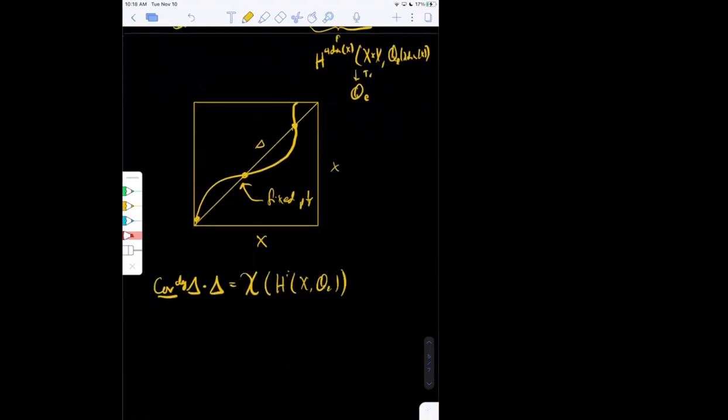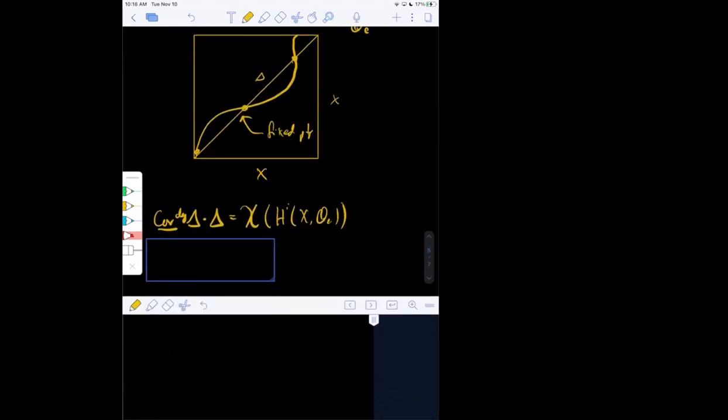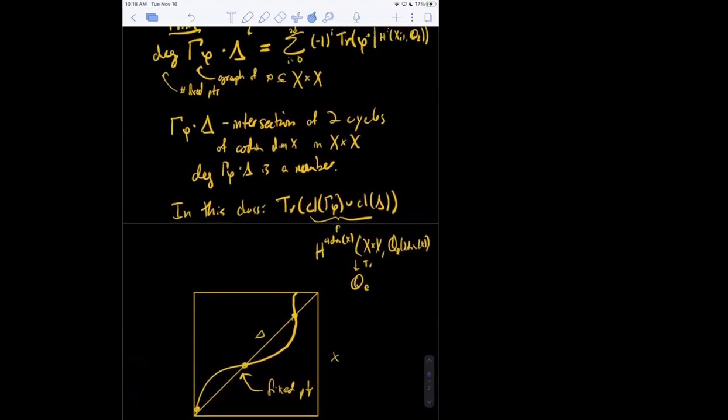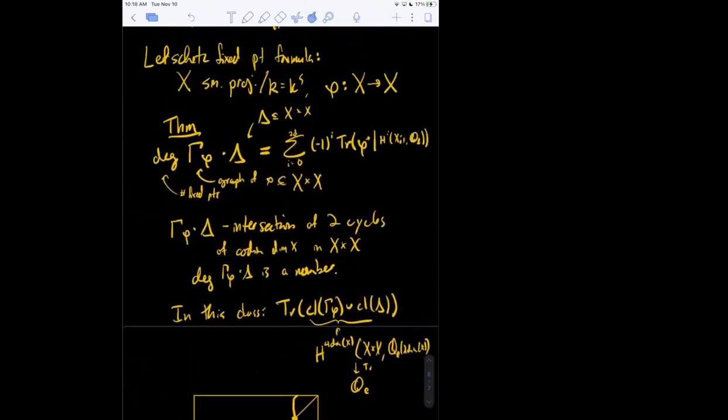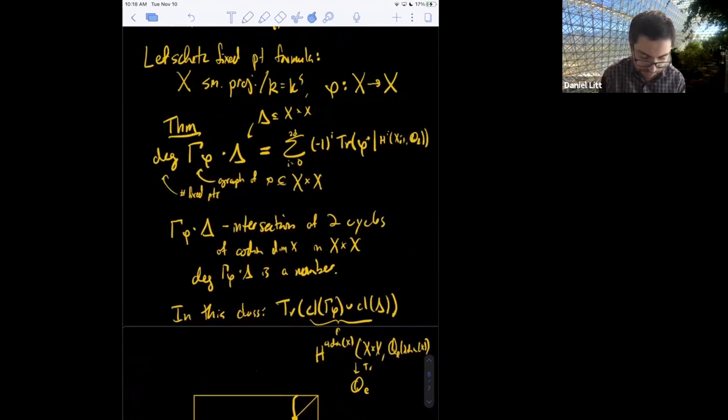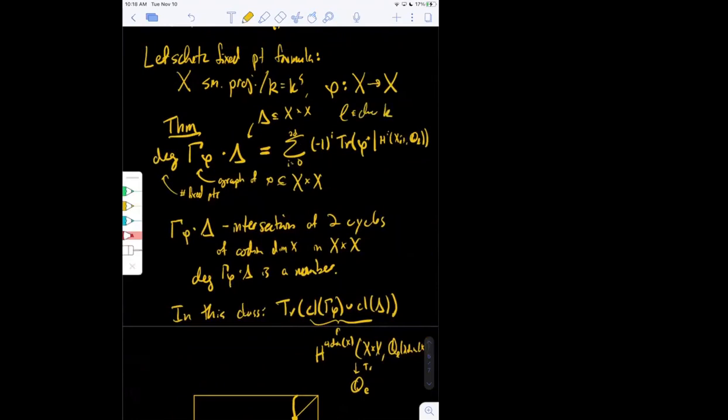Can I just interrupt for a moment? Can you specify, maybe I missed the hypotheses. What is X here? What is the ground field? It's a smooth projective variety over a separably closed field, and I should say L is not equal to the characteristic of K. So we're allowing characteristic 0 here? Yeah, for sure.